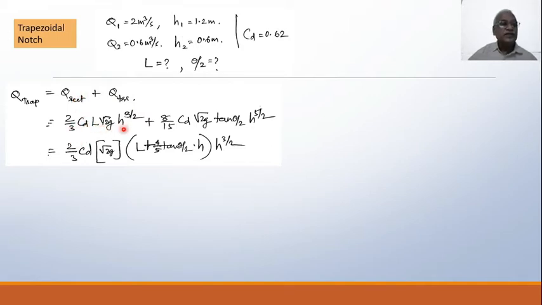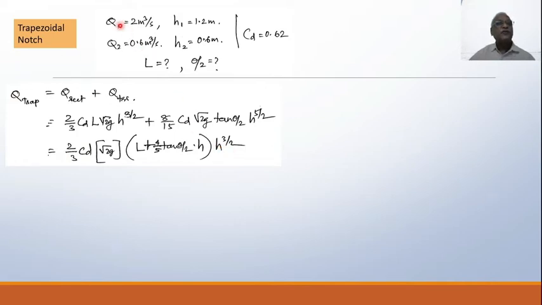2 by 3 CD L root 2 g H raised to 3 by 2 for this, and 8 by 15 CD root 2 g tan theta by 2 H raised to 5 by 2 for the triangular notch. Now if you take common terms outside, you are left with L plus 4 by 5 tan theta by 2 H, into H raised to 3 by 2. This is the equation, meaning the total discharge is given in terms of this.